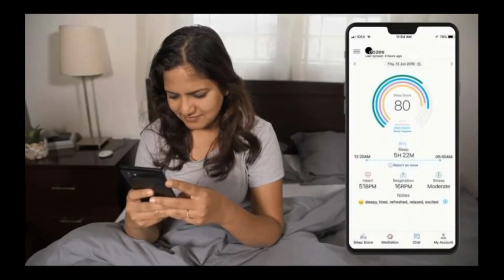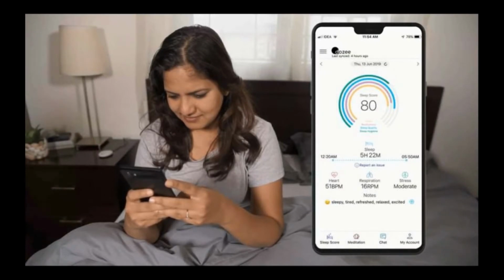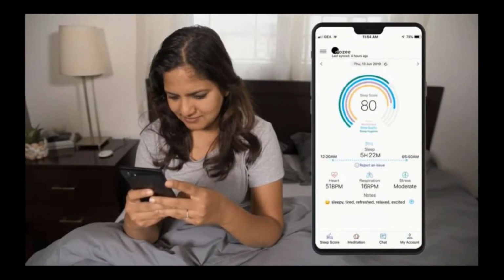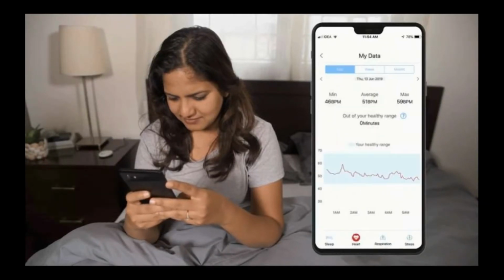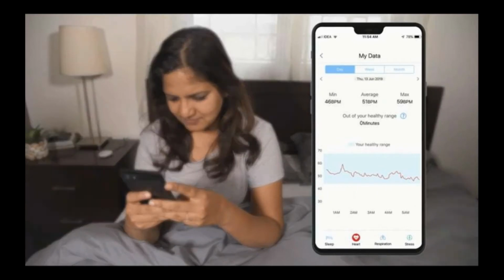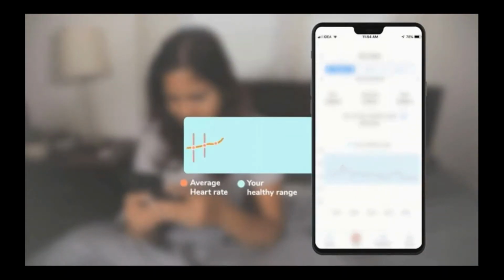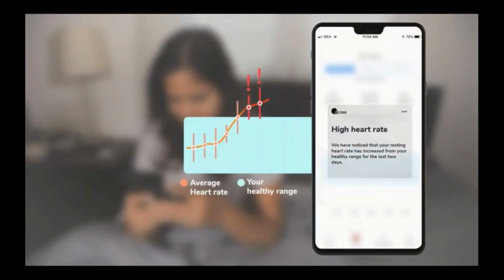On the Dozy app, you can see an easy-to-understand summary of your sleep and health. Your sleep score will tell you how well you slept last night. You can also see if your heart rate or respiration were outside of your healthy range. Dozy can notify you of potential illnesses before you see any symptoms, so that you can take timely action and prevent medical emergencies.